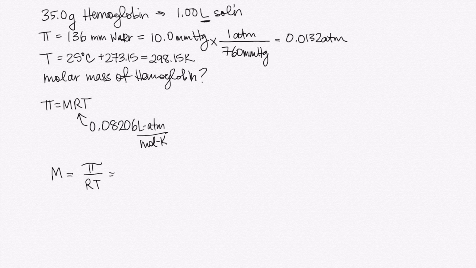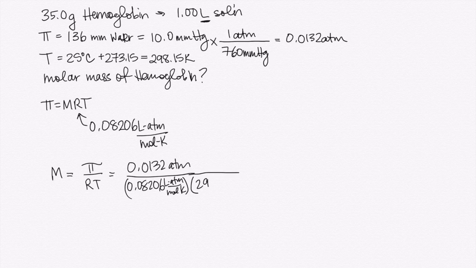We measured our osmotic pressure, and it was 0.0132 atmospheres. We've got our R, liter atmospheres per mole Kelvin. And we've got our T, 298.15 Kelvin. And so the molarity that we'll calculate is 5.38 times 10 to the minus 4 moles per liter.